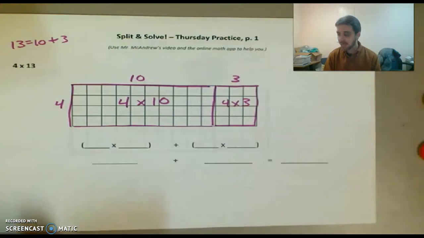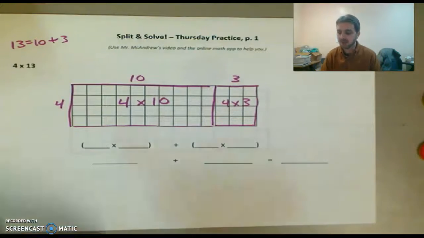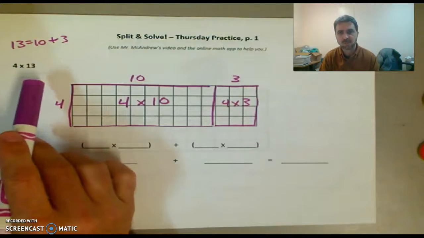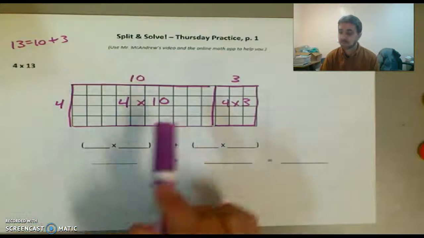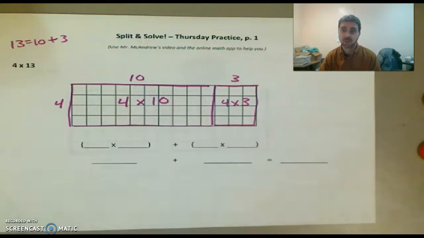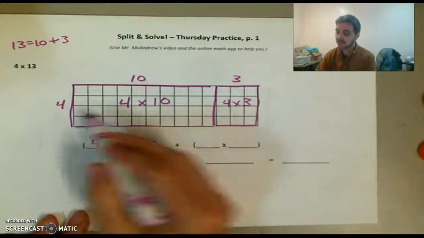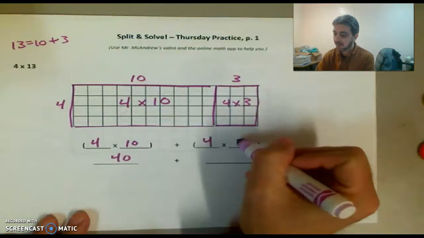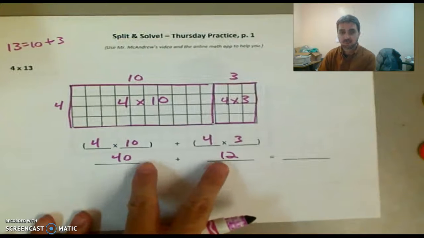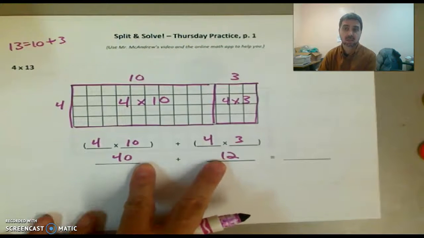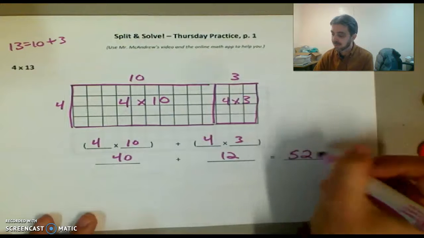But what we've been talking about is that it's hard to do 4 times 13 in your head, but if you can break it up into 4 times 10, which we know is 40, and 4 times 3, which we know is 12, then we can add those two products together, because the product is the answer to a multiplication question, and we have our answer of 52.